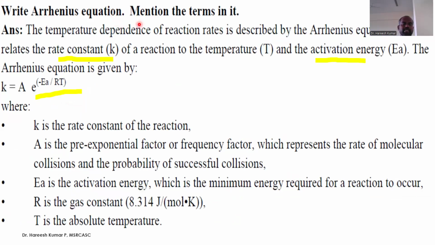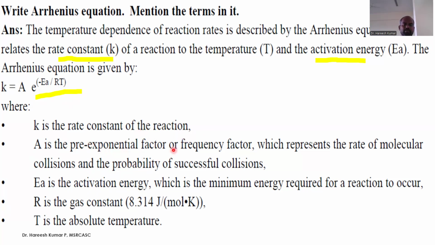Write the Arrhenius equation and mention the terms involved in it. The temperature dependence of a reaction rate is described by the Arrhenius equation, which relates the rate constant K of a reaction to the temperature T and the activation energy Ea. The Arrhenius equation is given by K is equal to A into e to the power of minus Ea upon RT. K is the rate constant of a reaction.